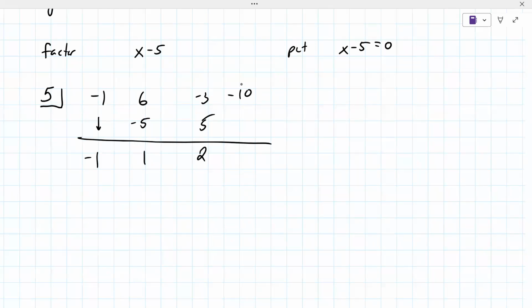Or it would be 10. So it would be 0. So when you get a remainder of 0, that's a good thing. That means that it's a factor. That means that it worked.